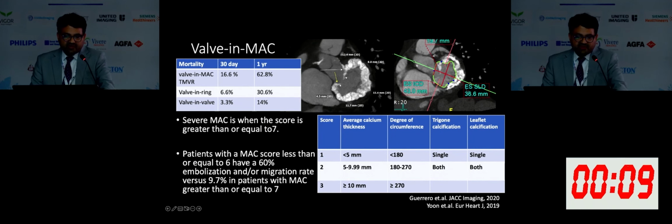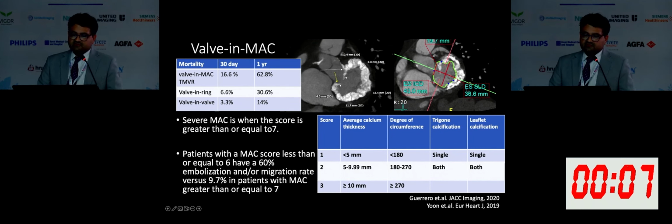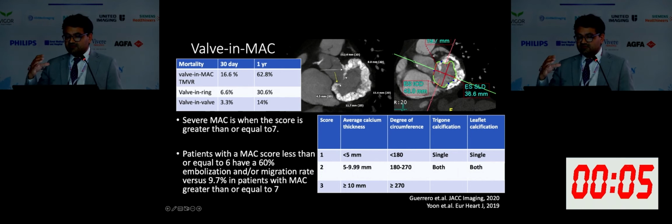So looking at valve-in-MAC, it is challenging because there is so much calcium and the annulus is not smooth and it's bumpy. And also there might be loose fragments. When you place a device, they can embolize. And because there are crevices in the periphery, once you put a device, it doesn't snugly fit the annulus and you can leave behind regurgitant orifices.